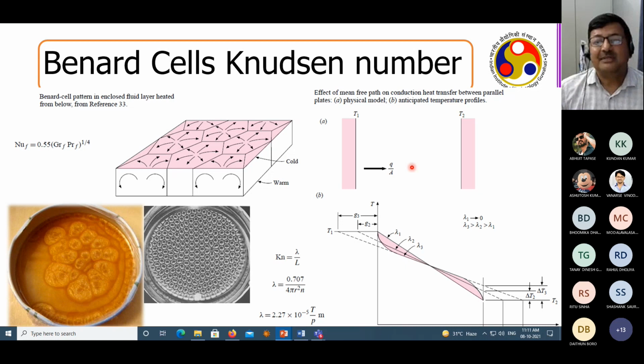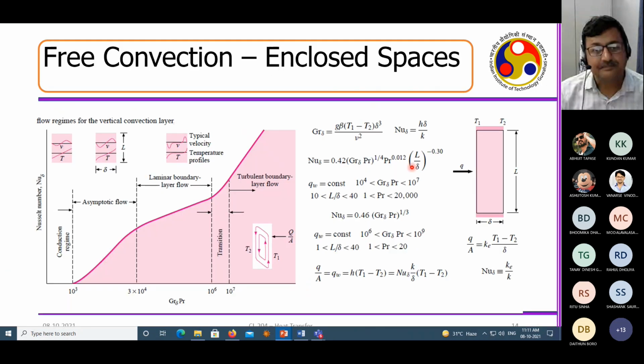So Knudsen number defines where you have the continuum. That means you can really consider them to be liquid. You can really consider them to be solid, which is a conduction dominated domain. Whereas as the mean free path increases, you slowly go towards the convection dominated domain.